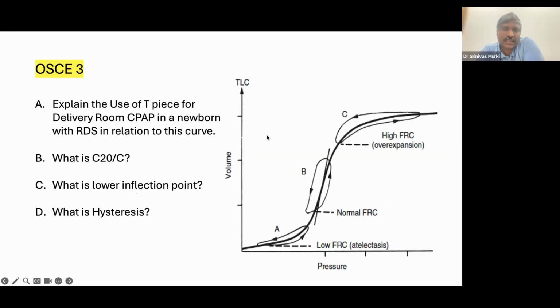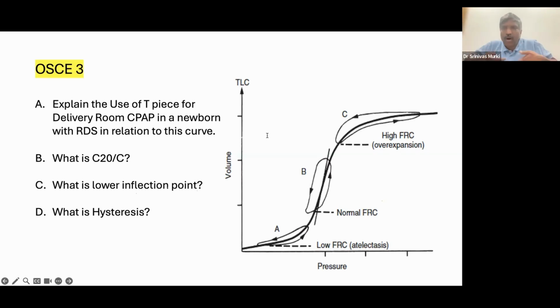Not the elastance. No, it is not surfactant. Very good. It is a resistance. So you all know that the resistance during expiration is higher than resistance during inspiration. During inspiration, the airways are wide. During expiration, the airways are narrow. So the resistive work of breathing is always higher during expiration rather than during inspiration.